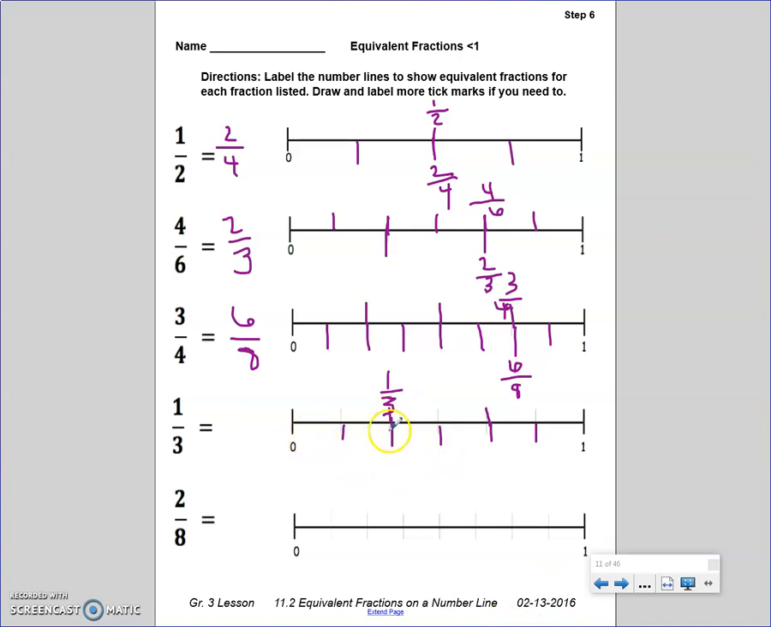I want you to figure out what fraction is equivalent to 1/3 or covers the same amount of space away from 0. I agree. We've broken the number line into 1, 2, 3, 4, 5, 6 equal-sized parts. This tick mark that is equivalent to 1/3 is 1, 2 of those 1/6 spaces away from 0. So that is 2/6. 1/3 is equivalent to 2/6.